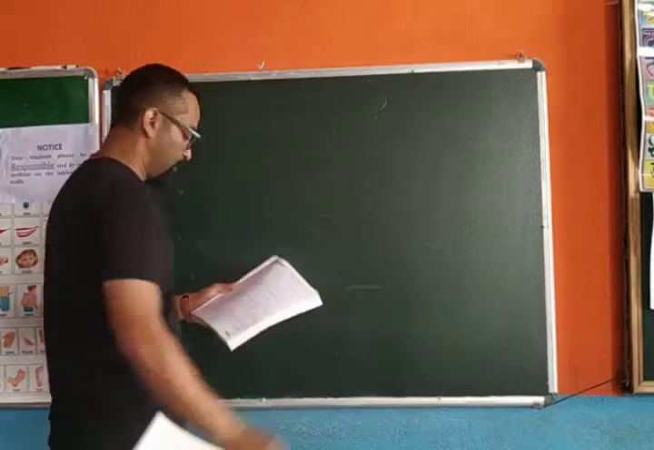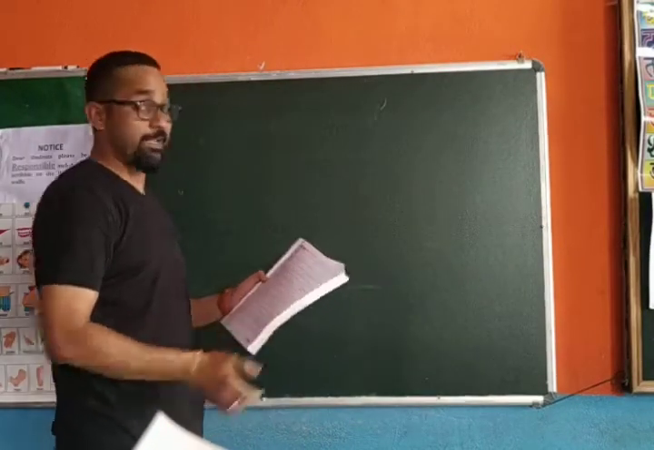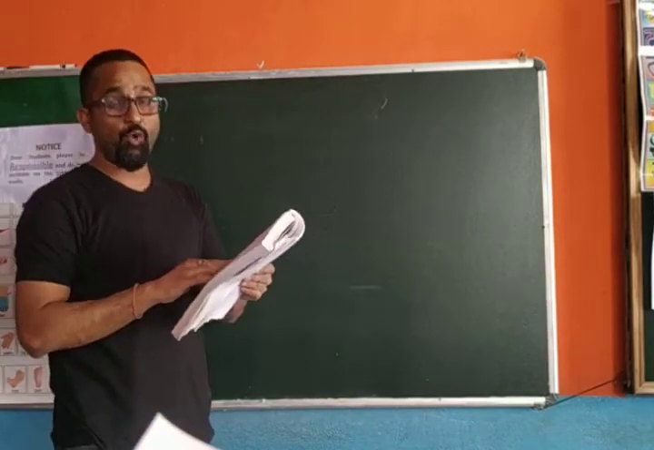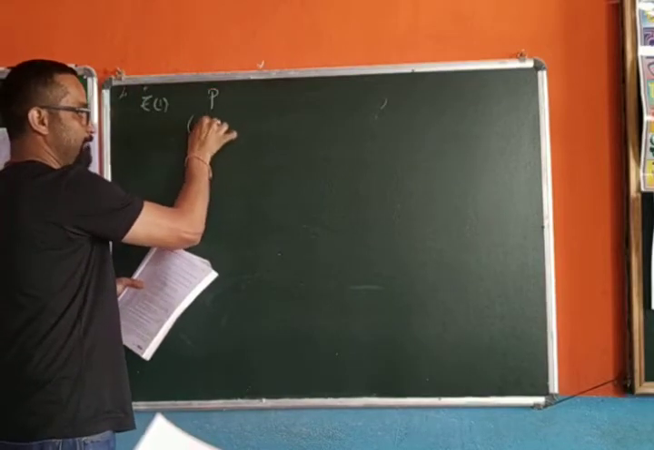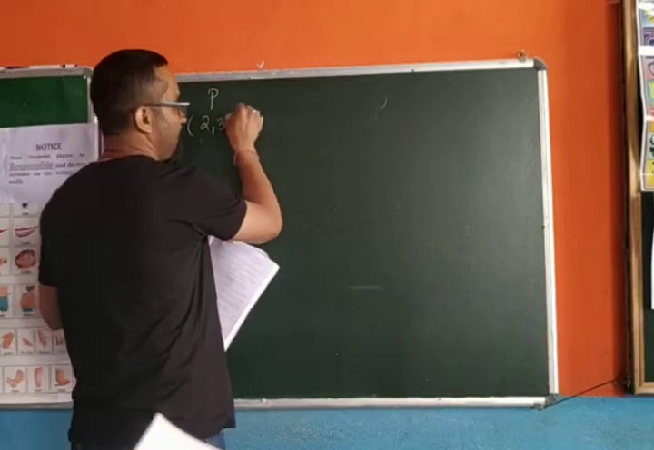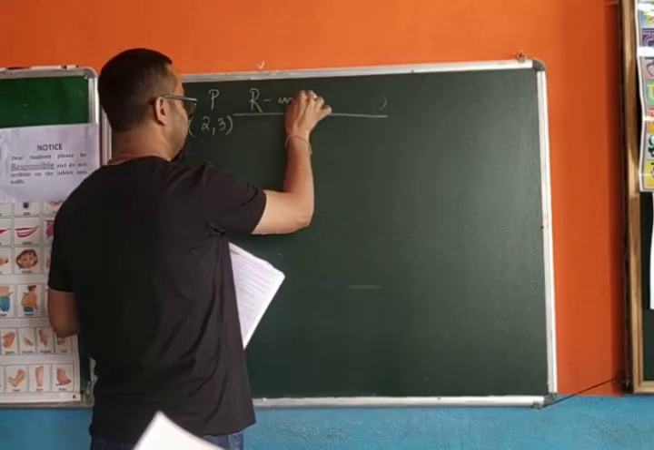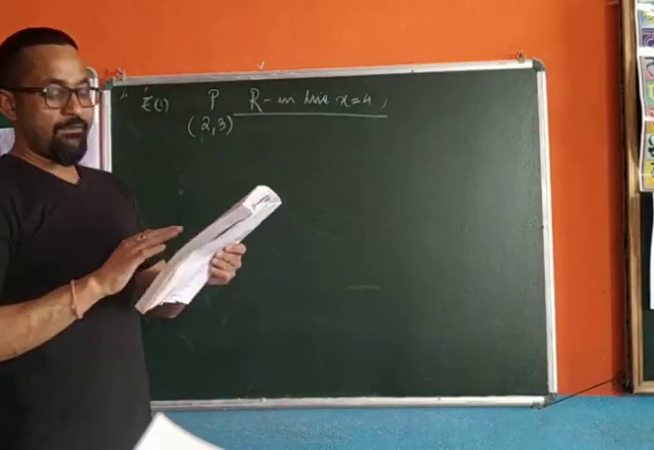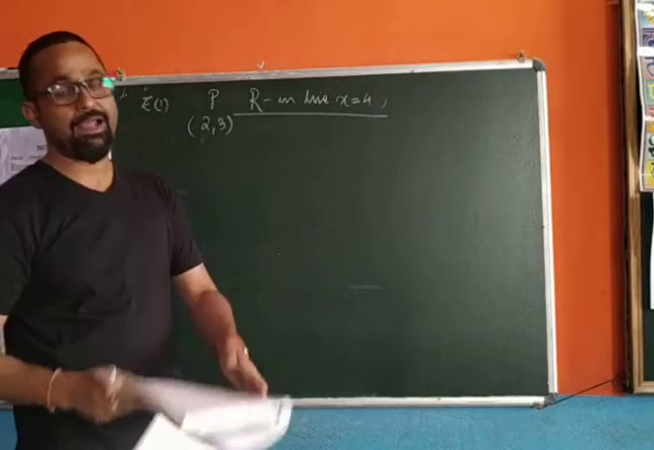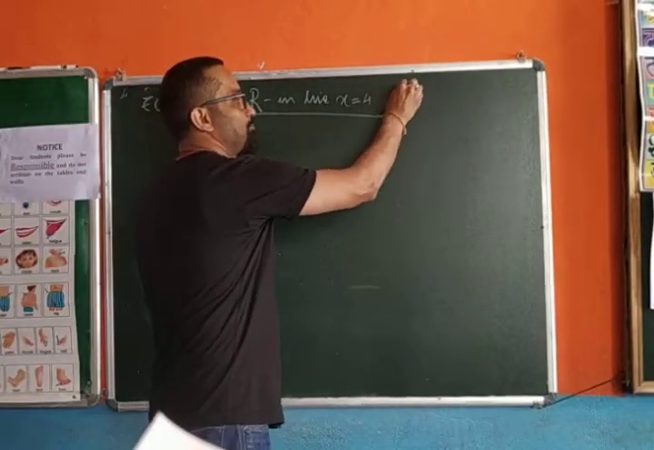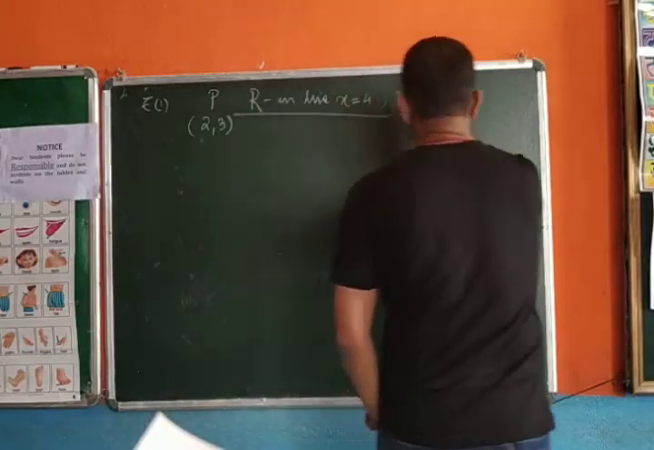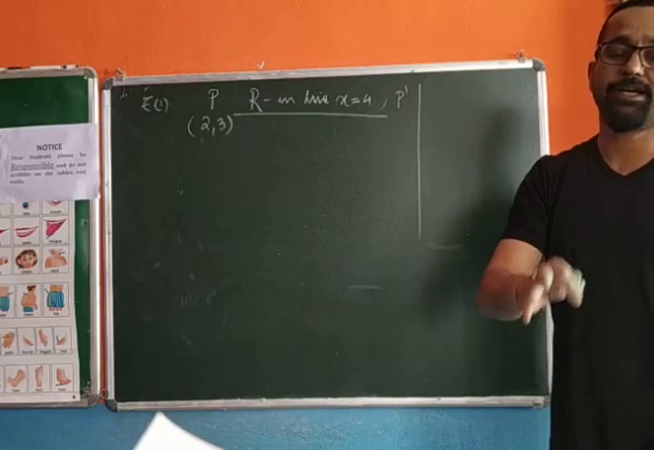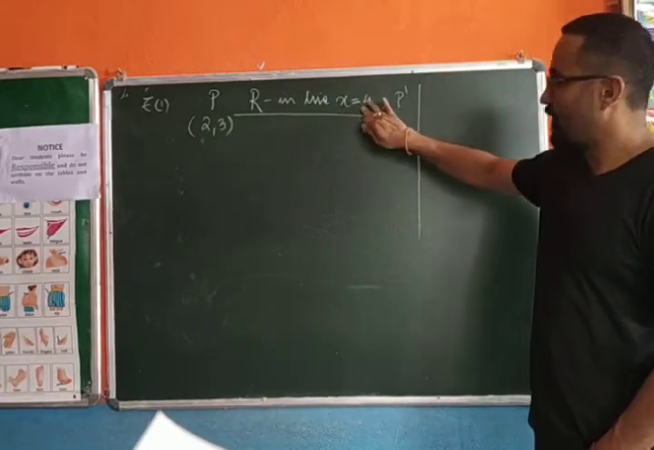Now, question number 7. Pay attention to this. The point P, coordinate is given 2, 3. Reflects in line x equal to 4 to the point P dash. Write down the coordinates of P dash. You write P dash here. And I have given you the formula to calculate the coordinate when it is getting reflected in the line x equal to a. Value of a is 4.